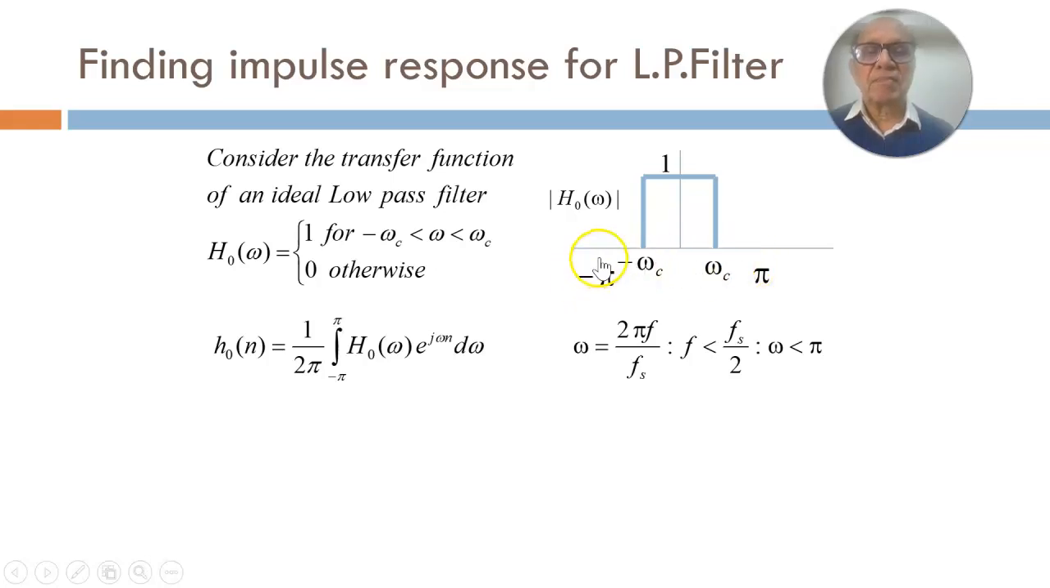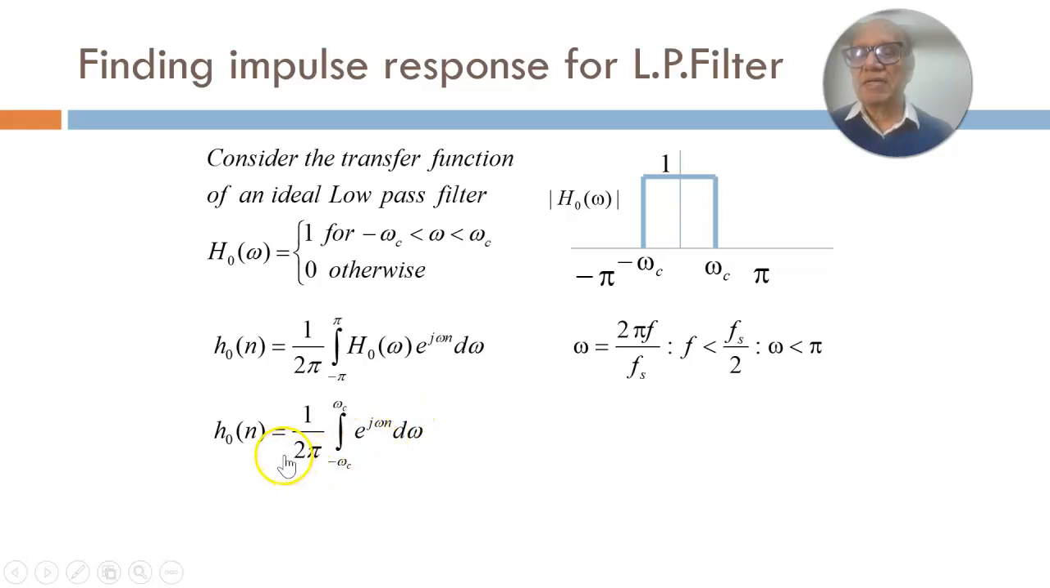Now from minus pi to minus omega c, this is 0. So the lower limit can be simply changed to minus omega c, and beyond omega c this is 0, so the upper limit also can be changed to plus omega c. And between minus omega c and plus omega c, the magnitude of the transfer function is 1, so this part will be equal to 1.